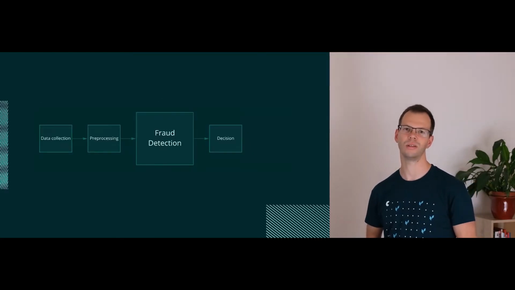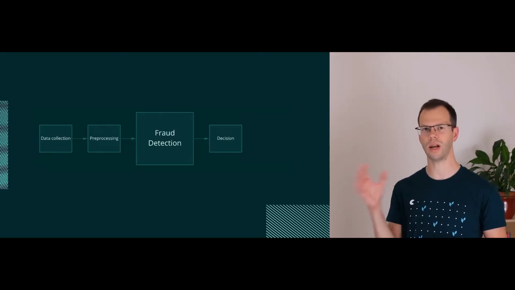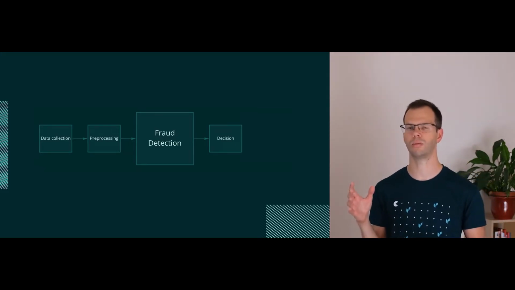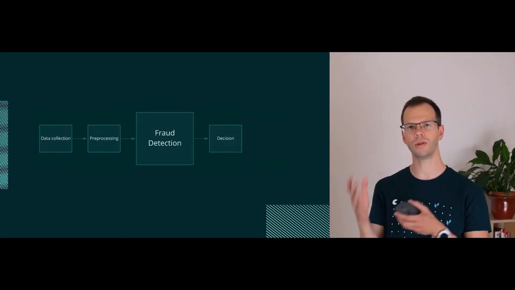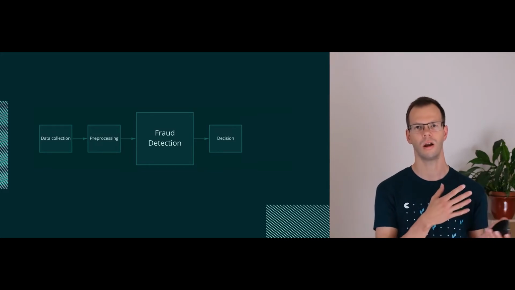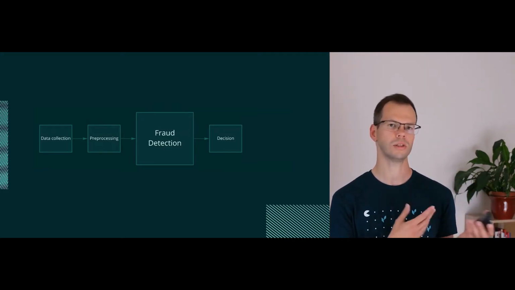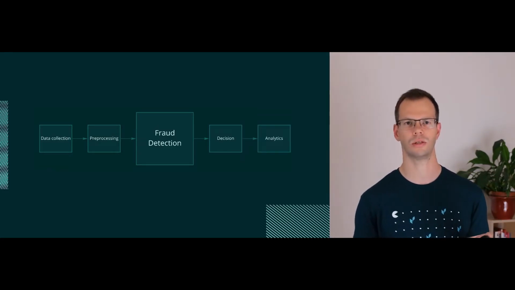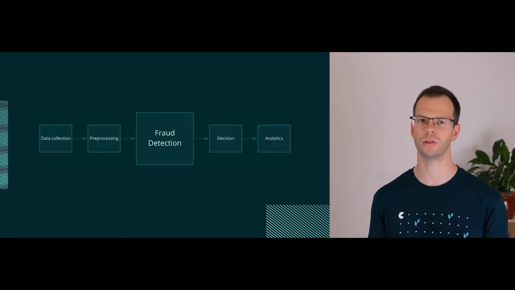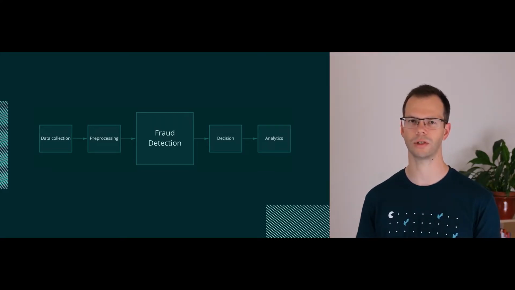But in general, it's all based on data. We start with some raw data that we collect from the user, either in form of the images or some device information, and then we iteratively process it until finally ending up with a decision. And once the decision is made, we also want to do some analytics afterwards to see what happened and which kinds of decisions we made, for example.